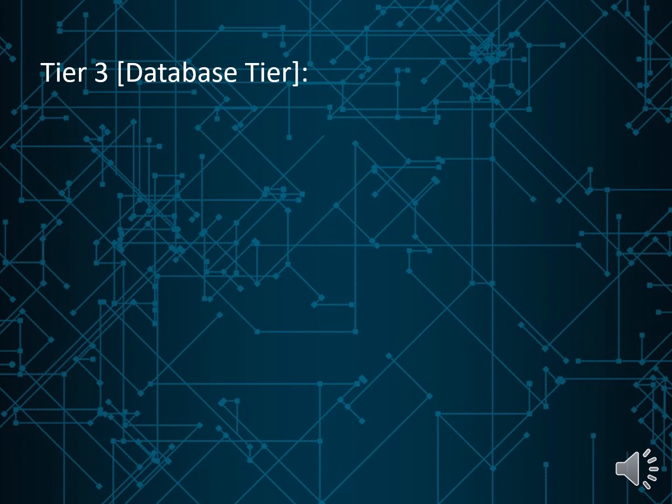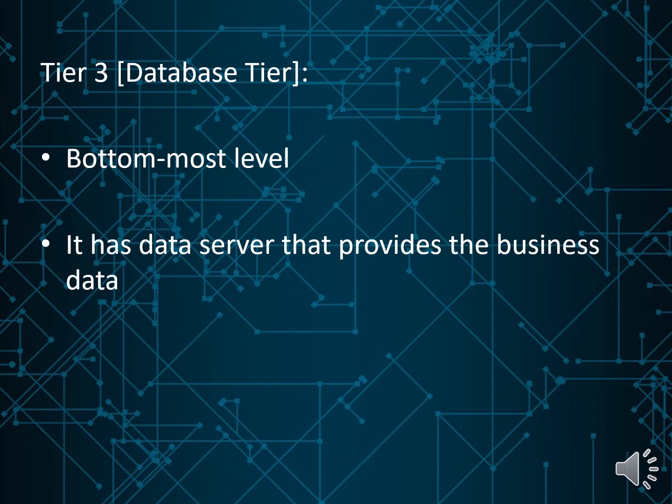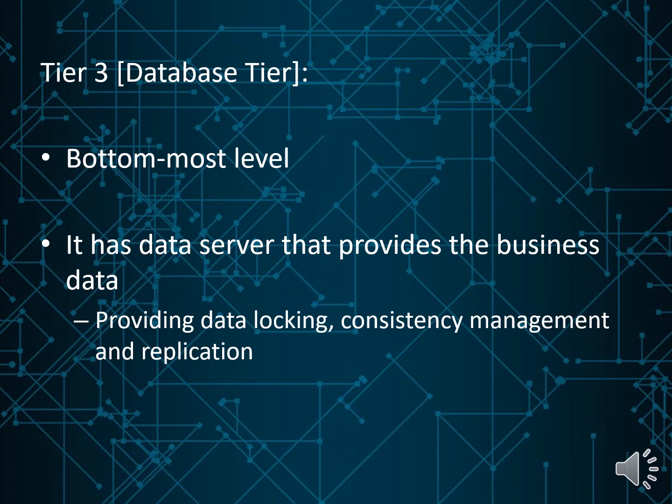Then tier 3 is called the database tier or data tier. Here the information is stored and retrieved from a database, and similarly the information is then passed back to the logic tier for processing, and then eventually back to the user. It resides at the bottommost level, and it has a data server that provides the business data, providing data locking, consistency management, and replication facilities.